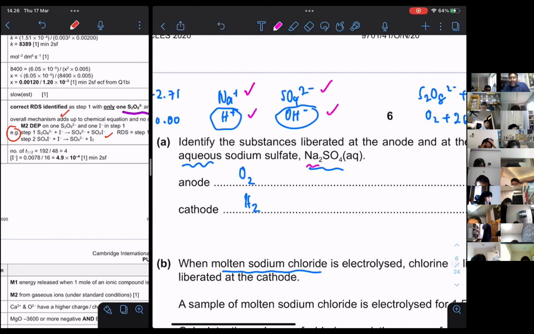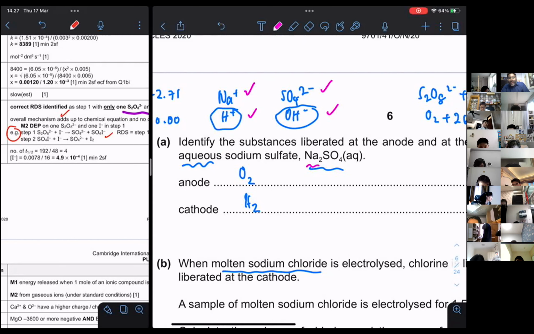Okay, last time in IGCSE they would have mentioned that sulfate is a big ion. Normally they are not selected. So OH minus will be selected to give you O2. That is IGCSE. Sodium and hydrogen, hydrogen is lower in the reactivity series, and they say the one that is lower will be selected, so hydrogen will be selected.